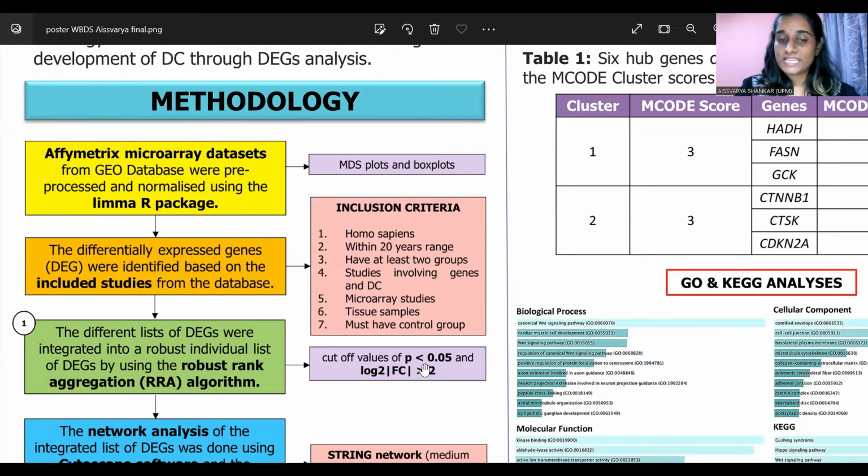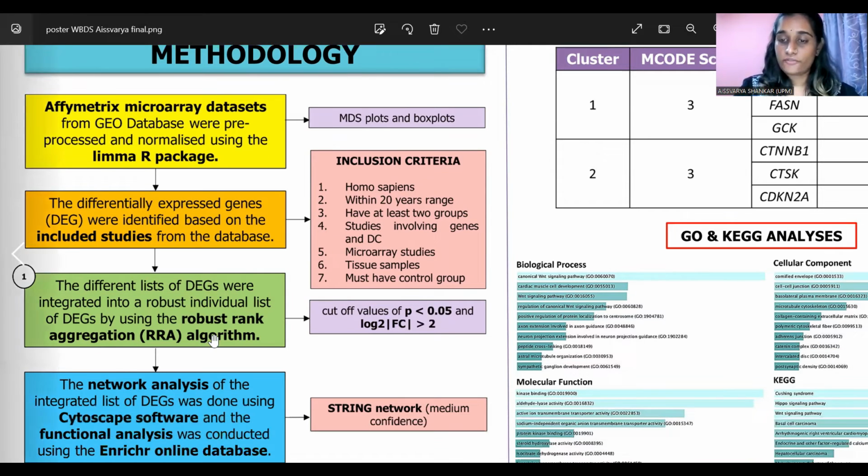Next, the different lists of DEGs were integrated into a robust list using the robust rank aggregation, RRA, algorithm and cutoff values of P less than 0.05 and log2 fold change values of more than 2 or less than -2. This would be our first list of DEGs.